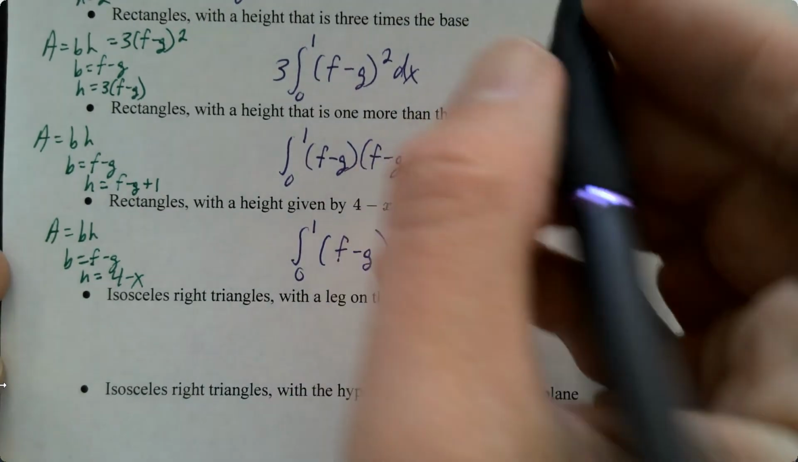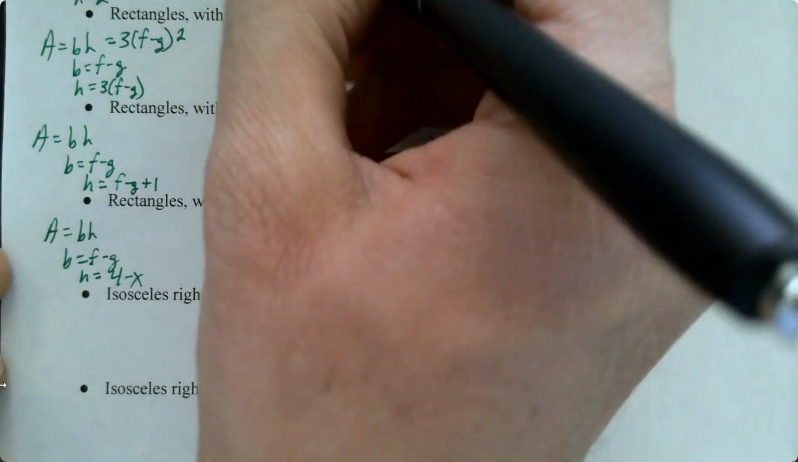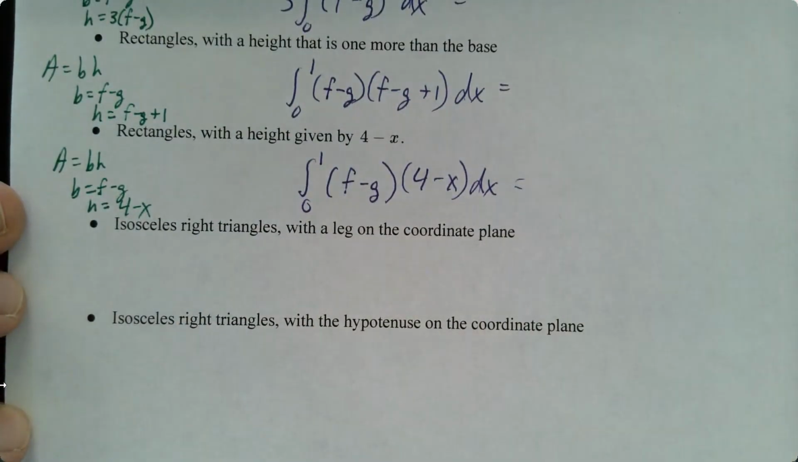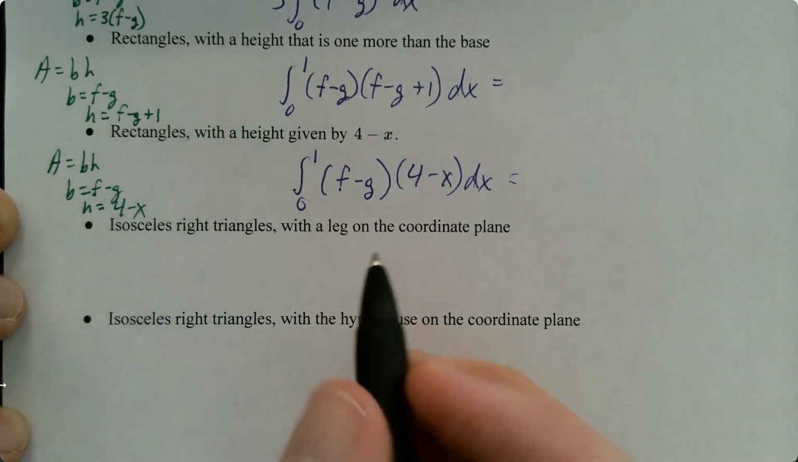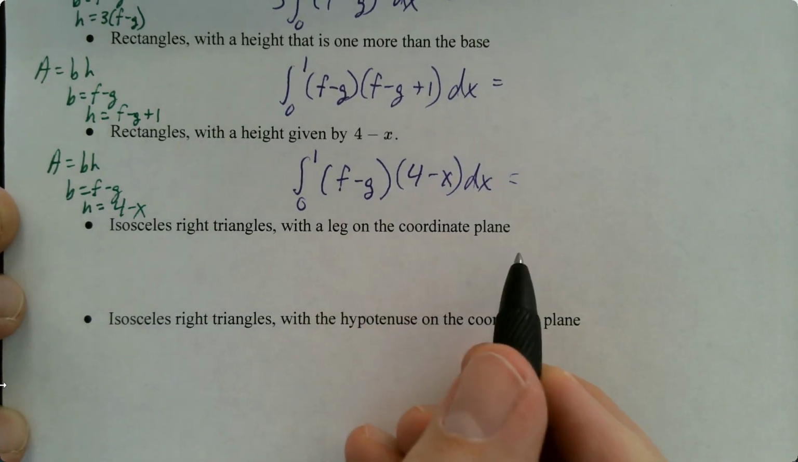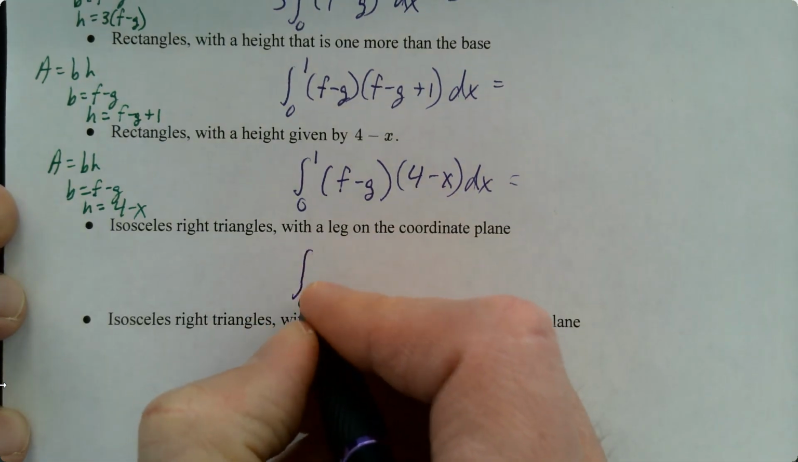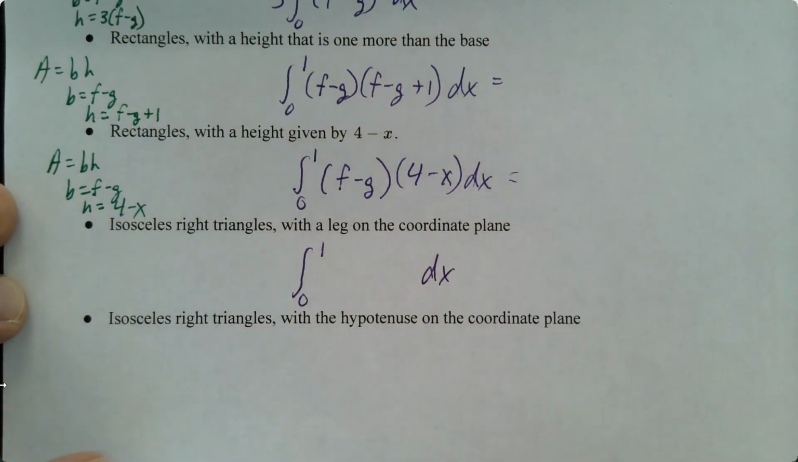We'll crank out some answers in just a few minutes. Okay, now things get fun. We have isosceles right triangles with a leg on the coordinate plane. All right, well, let's just start with the obvious. We know we have that much.